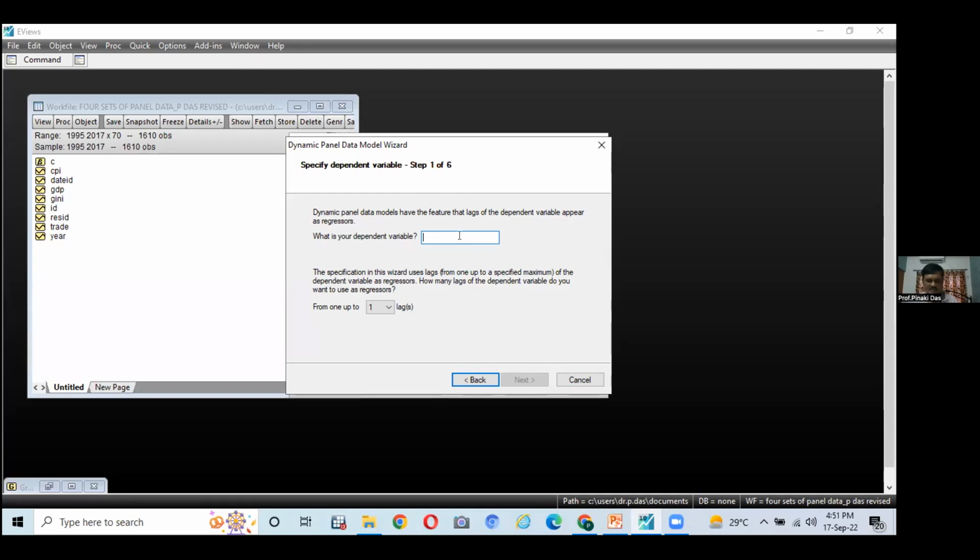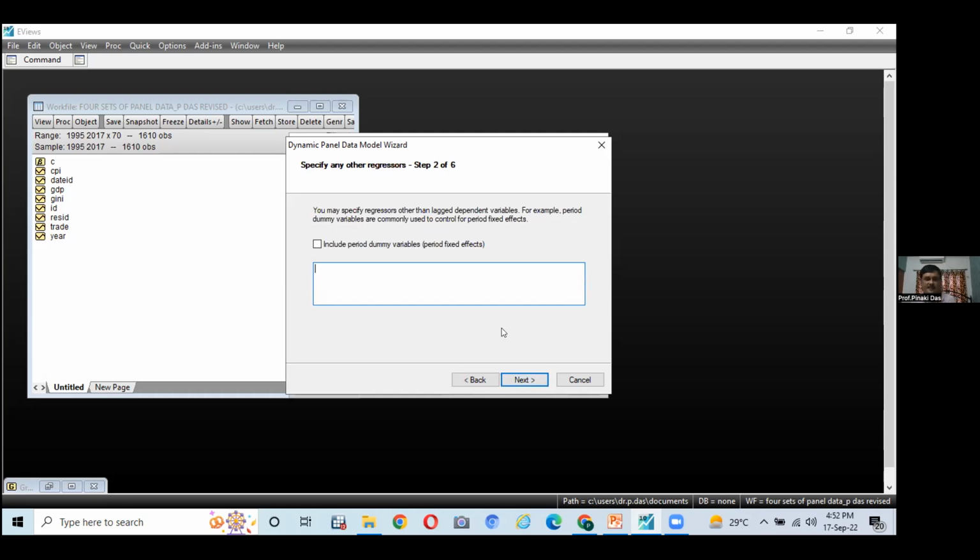Here, our first task is to select the dependent variable. What is the dependent variable? Here it is Gini. I write the name Gini. And what is the number of lags? There is the option of selecting 2, 3, 4, 5, but for the time being we select one period lag. That is related to my specified regression equation, YIT equal to YIT minus 1, that is, one period lag. Accordingly, I consider one period lag. Then Next.